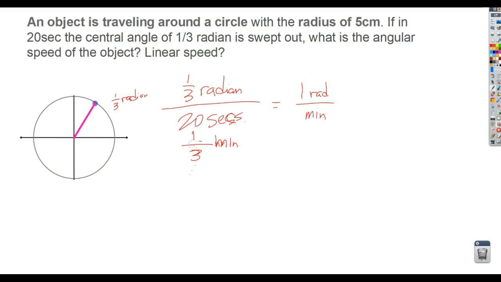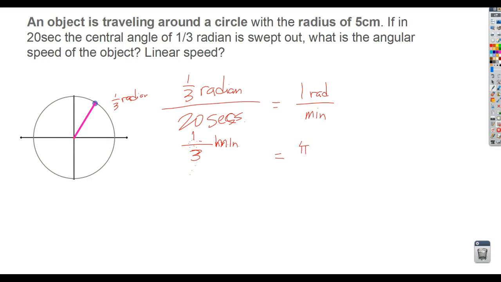Okay? So then an object is traveling on a circle with the radius of 5 centimeters. What is the angular speed of the object? Okay, so we know it's 1 radian per minute. So then what's the linear speed? Okay, so we want to know how far does it go in 1 minute? Well, 1 radian, right? The distance of 1 radian is pi, right?